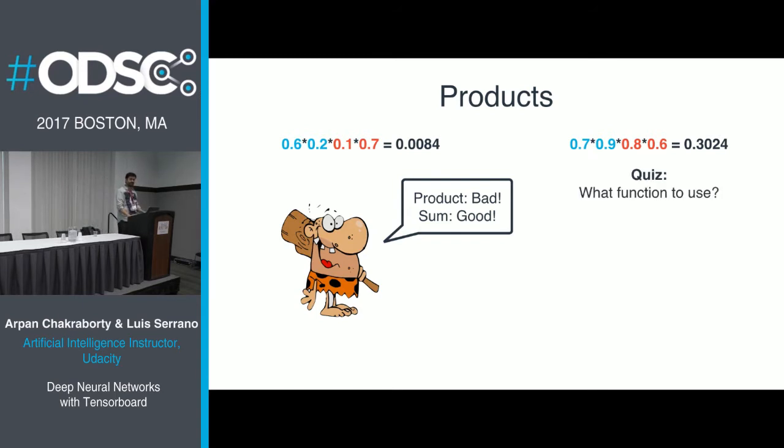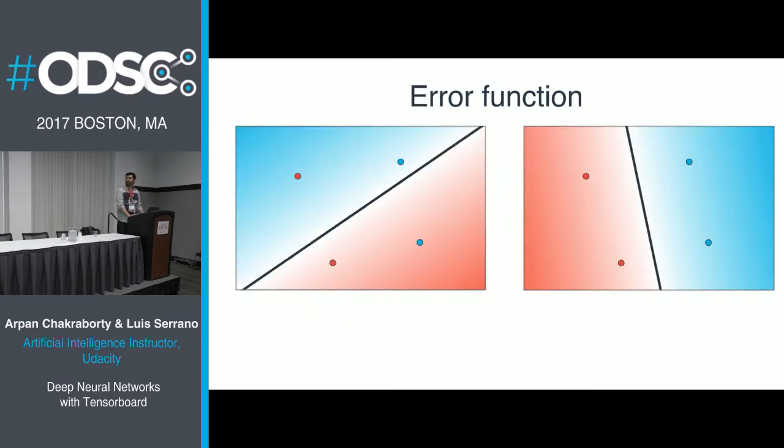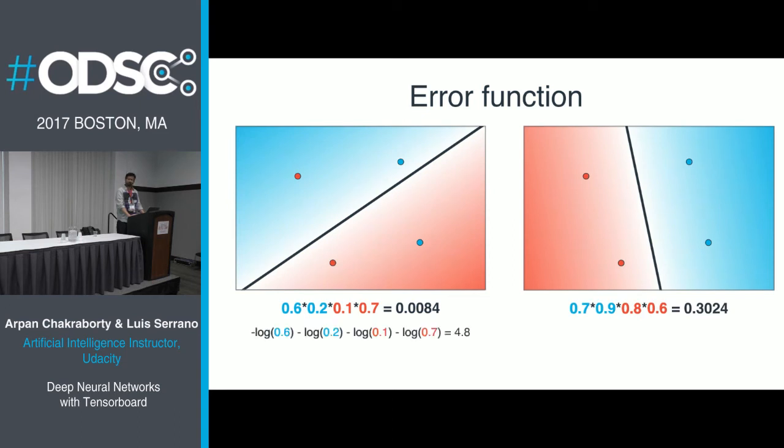So another quiz. What function can we use to make our products into sums? Sine, cosine, logarithm, or exponential? Yes, logarithm, because the logarithm of a times b is the logarithm of a plus the logarithm of b. So let's use the logarithm to turn our products into sums. Here I have my bad model on the left and my good model on the right. Here I have my probabilities and the product of them. And I'm going to turn this magically into sums by applying the logarithm.